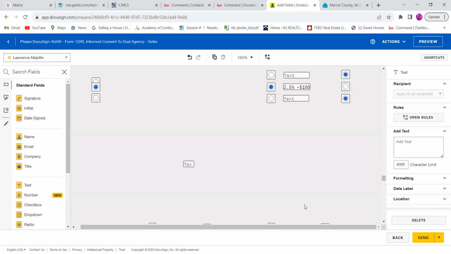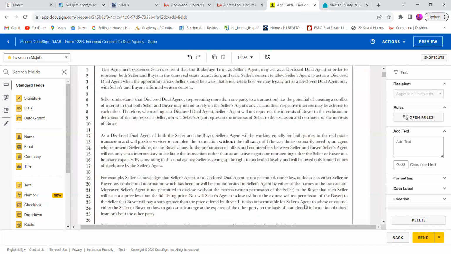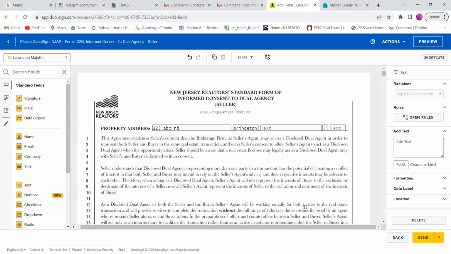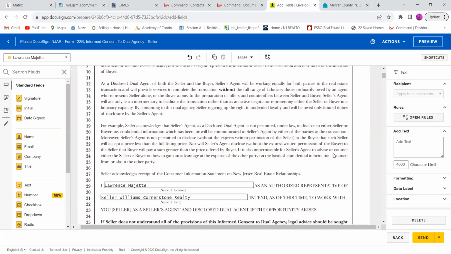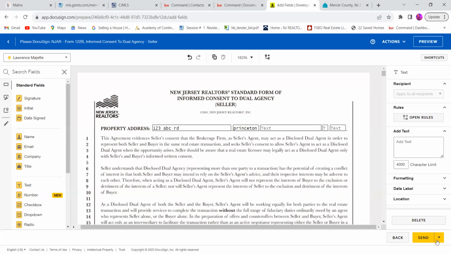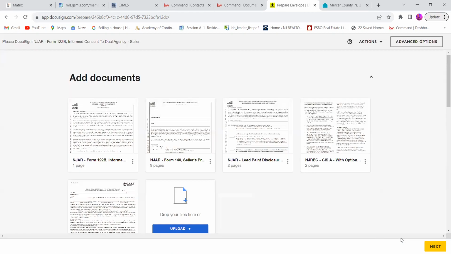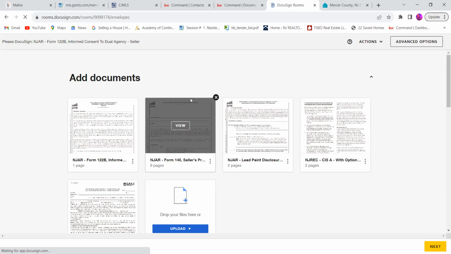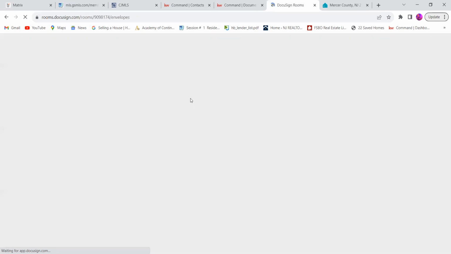You'll get it and somebody will say, oh, I didn't get this document to sign, I didn't get that document to sign, when you could have simply just sent it to them and not had any issues at all. So you're going to do all that, and then you're going to be good to go. You're going to send, which I'm not going to send because that's a lot of documents to sign right now. But once you send it and everything gets signed, I'll go to another one of my rooms. I'll show you what that looks like.